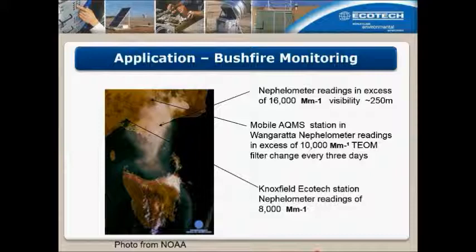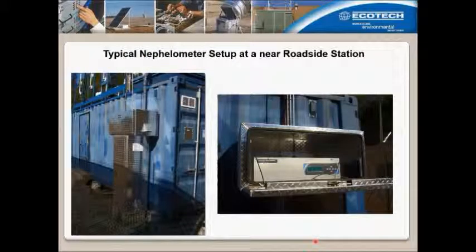You can do a lot of applications with a nephelometer. Everything else you can do with a normal mass monitor, and here you get basically a little idea from a brush fire in Australia. In this case, it was measured at different stations, and you had visibilities of less than 250 meters, and the comparable TEOM monitor at that stage had such a high mass concentration that the TEOM filter needed to be changed every 3 days. So that basically gives you an idea of the range a nephelometer measures.